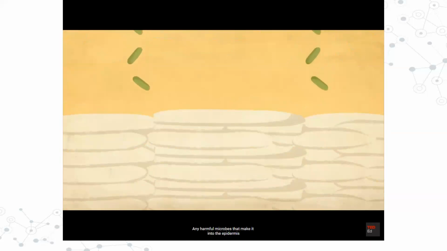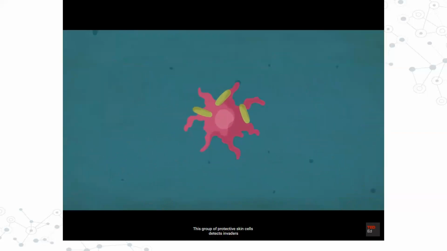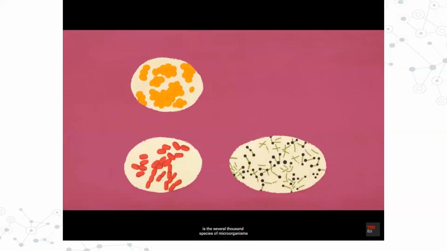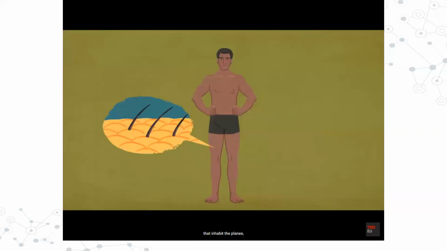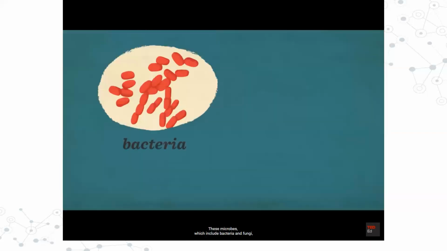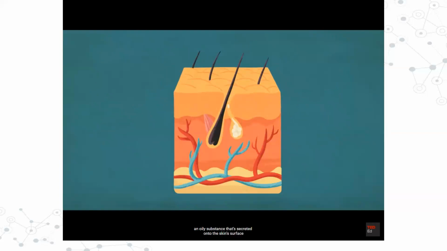Any harmful microbes that make it into the epidermis will encounter Langerhans cells. This group of protective skin cells detects invaders and communicates their presence to resident immune system T cells, which react by launching an immune response. A crucial feature of this immune defense is the several thousand species of microorganisms that inhabit the planes, folds, and crevices of your skin. These microbes, which include bacteria and fungi, thrive in the sebum, an oily substance that's secreted onto the skin's surface by sebaceous glands nestled.